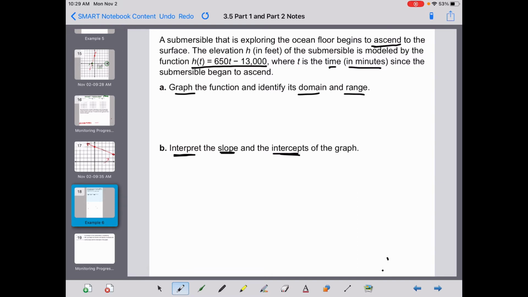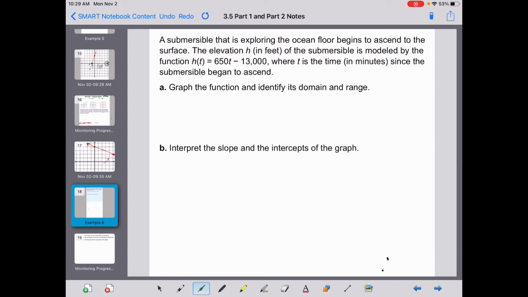So my suggestion for you is to graph this function using the intercepts. The reason I say that is because if you look at the slope right now, which we're going to have to identify, it's 650, meaning 650 over 1, and we're probably going to have to scale this graph, so it will be difficult to count your rise over run going up and to the right or down and to the left. So my suggestion is to start by finding your intercepts and graphing using those 2 points.